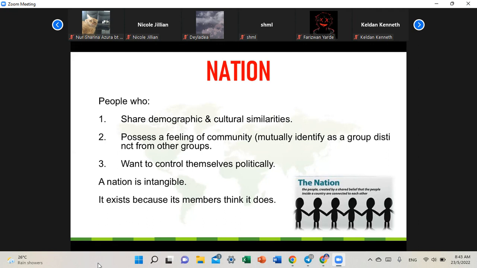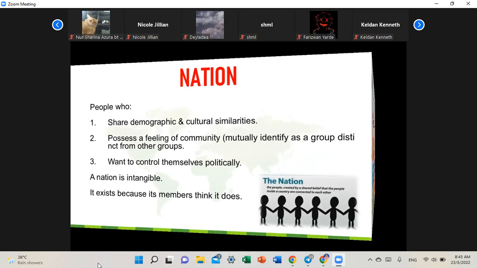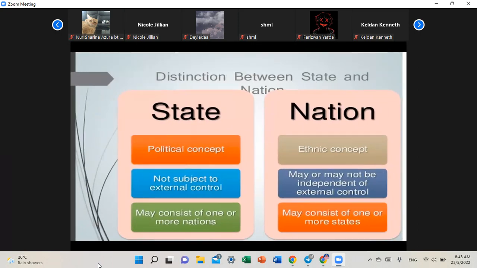Okay, so that's how the political game comes into the equation, when you think that you are better than the others, right? So nation is also another important term that we need to understand. Now let's look at the distinction between states and nation.